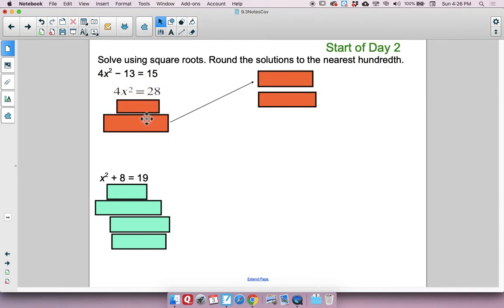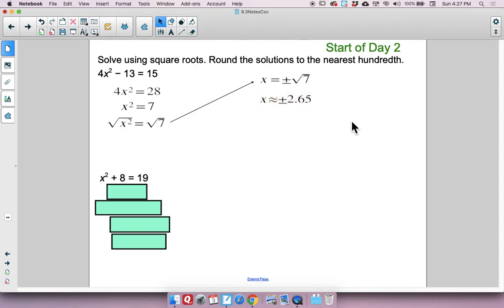So hopefully you added 13, you divided both sides by 4, you took the square root of x squared, you took the square root of 7, and you ended up getting x equals plus or minus root 7. And then use your calculator, and you got approximately 2.65 plus or minus.